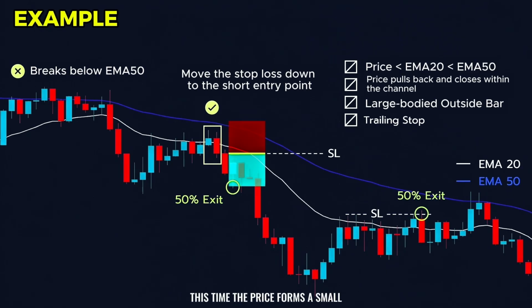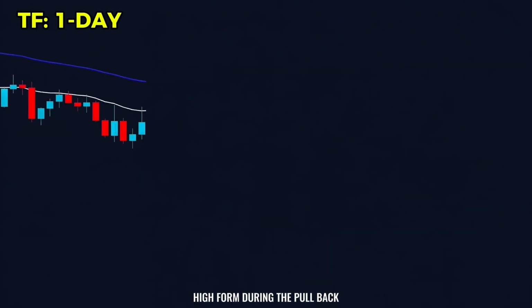This time, the price forms a small bullish candle that closes inside the EMA channel, so the setup is valid. Finally, we wait for a large bearish candle that engulfs the previous bullish candle. Once it appears, we can enter a short position. Don't forget to place the stop loss above the swing high formed during the pullback and set the take profit at a 1-to-1 risk to reward ratio.